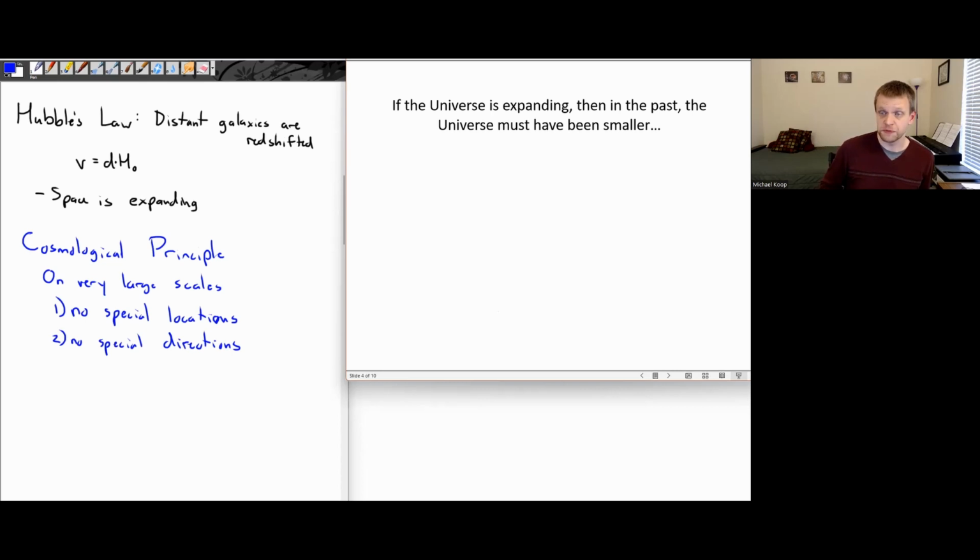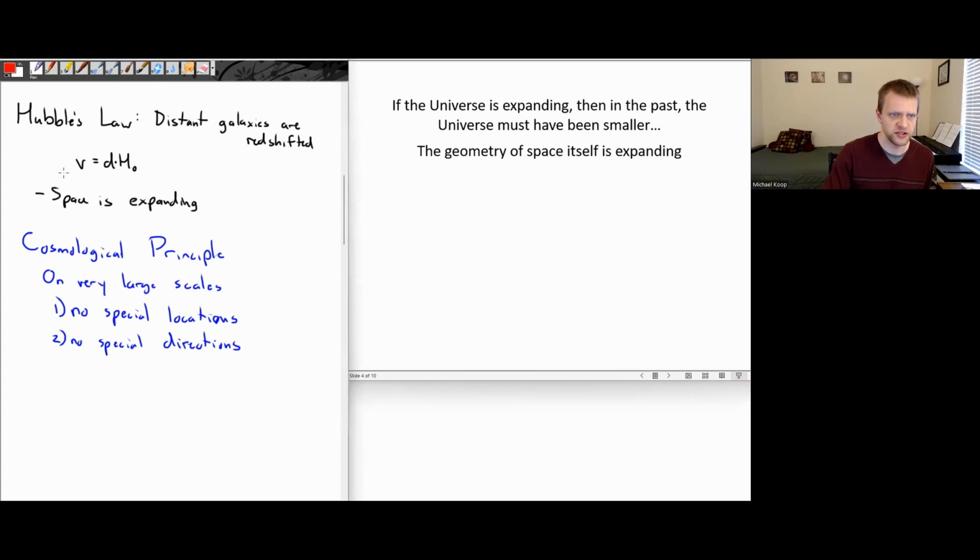Again, if the universe is expanding, then in the past, the universe must have been smaller. And it's, again, the geometry of space itself that is expanding. So when we talk about the expansion of space, the geometry of space itself on large scales is expanding. I'm actually going to write that down here. So on very large scales, space is expanding.